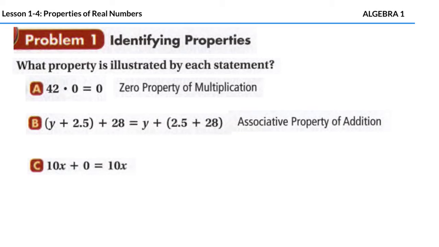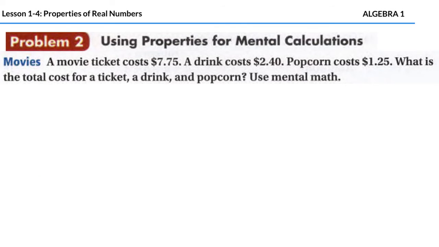10x plus 0 is equal to 10x. A real number is added to 0 and you get the same number. So, what is the answer? Which property? It is the identity property of addition. So, now you understand how to figure out which property is being applied. Great going. Let us try this mental math.